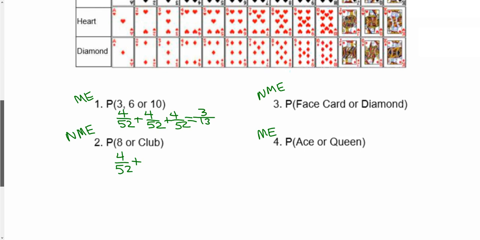Okay. Clubs. There's 13 clubs out of the 52. And this one was not mutually exclusive. So how many cards overlapped? Only one. There's an 8 of clubs. So we subtract 1 out of 52.